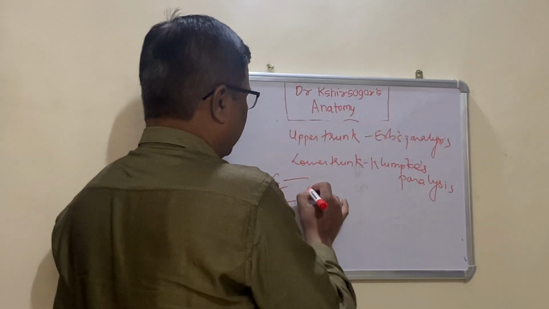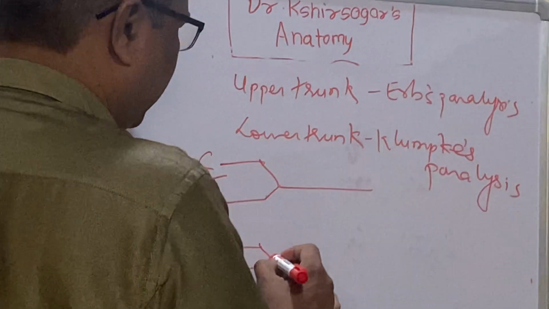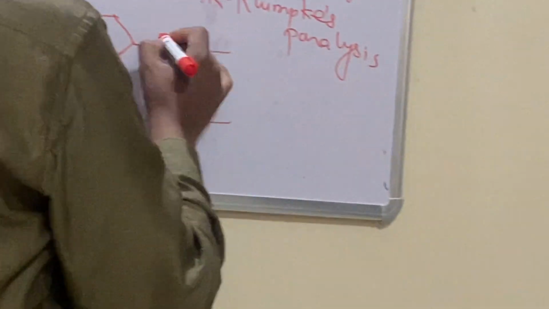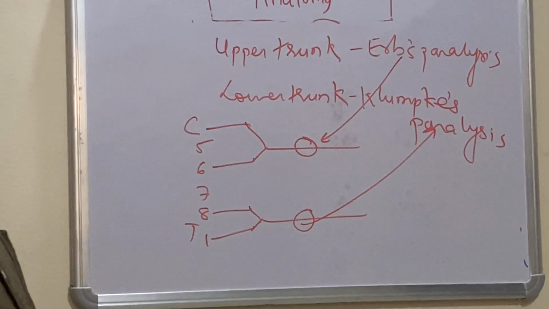So this is the upper trunk. If you remember, C5 and C6 will join to form the upper trunk. C8 and T1 are going to form the lower trunk. So if there is going to be an injury here, it will lead to Erb's paralysis, and if there is going to be injury here to the lower trunk, it will lead to Klumpke's paralysis.